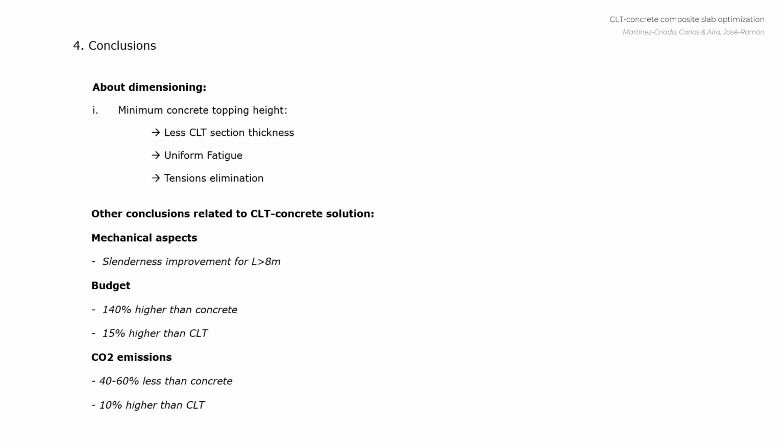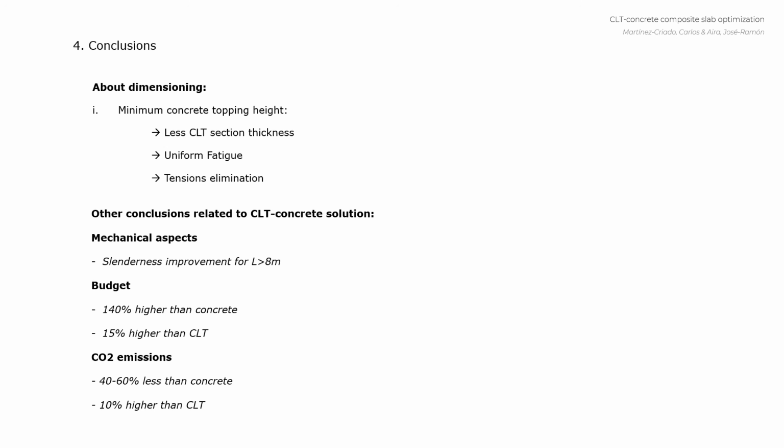With this data, we can draw a series of conclusions about the CLT concrete composite section slabs, in addition to those we have already discussed in the optimization section. Regarding the CLT concrete solution, from the point of view of dimensioning, it offers greater slenderness than concrete slab for spans of less than 8 meters. In addition, the CLT edge in the composite solution offers slightly lower thicknesses than those that only use CLT, without going into vibration and noise absorption, which is beyond the aim of this work.